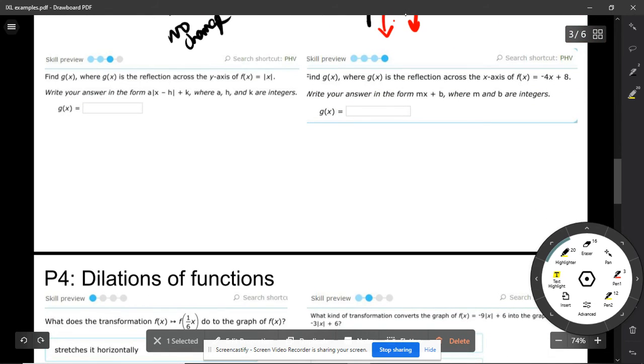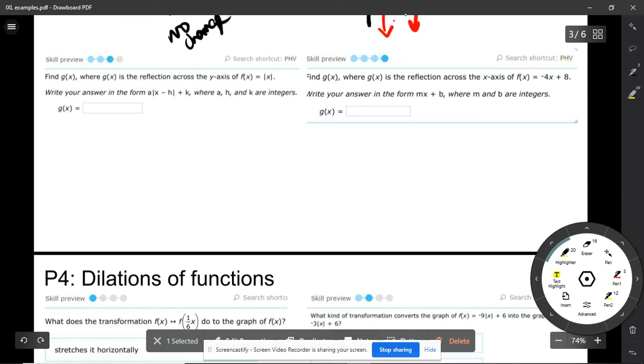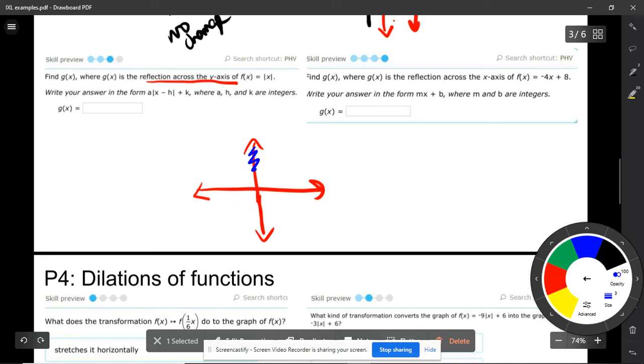All right, looking at the last two, we see that we are going to be following the same concept. We are changing g of x so that it reflects on the y-axis. So this one's a little bit different. Instead of changing on the x-axis, we are going to be flipping over the y-axis. So I'm flipping over this y-axis. My original function is the absolute value. So this is my parent function.